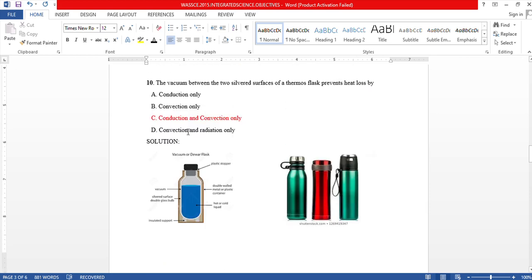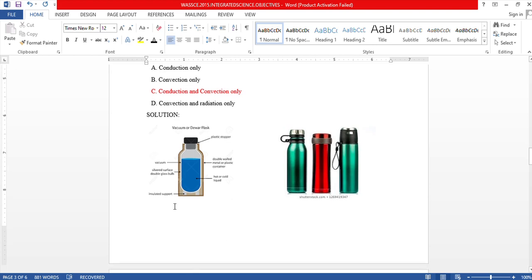Now, it does that by preventing convection. Convection is the transfer of heat through gases and liquids. So over here, vacuum would prevent that convection from taking place. And also conduction, in the sense that the vacuum will not allow the surfaces to touch, because conduction is the transfer of heat through a solid medium. So because it's a space, it doesn't allow the surfaces to touch, so that it will transfer heat by conduction.